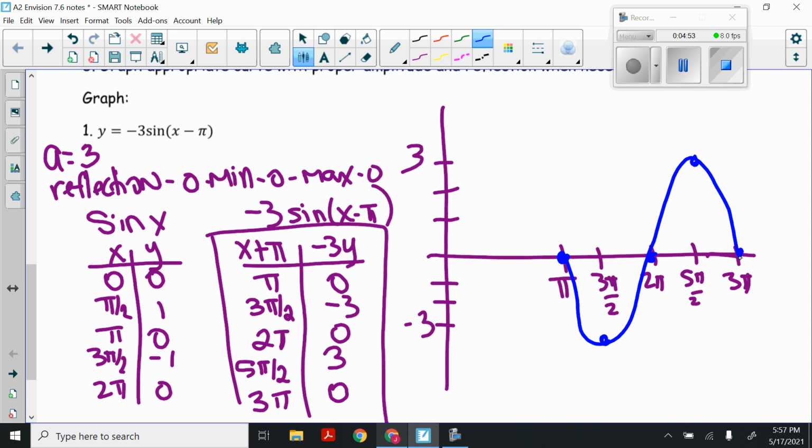If I needed to extend my x-axis, I could. So if I wanted to, after 5 pi over 2, this would be 7 pi over 2, and I know I'd be back down here. Then we would go to 4 pi, 9 pi over 2, 5 pi. We would just keep going.